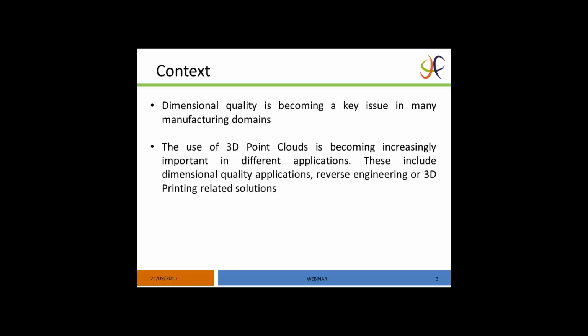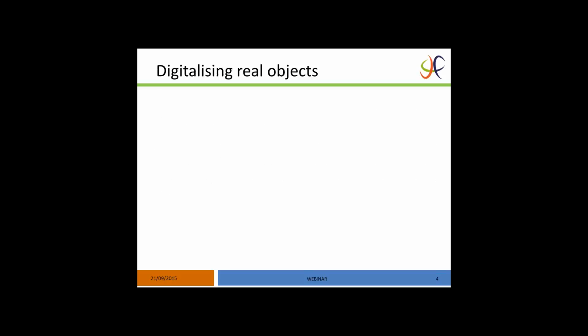And the use of our specific enabler allows us to use 3D point clouds, which are a kind of file to control this dimensional quality. And this file is becoming increasingly important in different applications. Basically, as I said, quality applications, reverse engineering, but also 3D printing related solutions. So all these different domains are working with a file called 3D point clouds. That is one of the key issues of our specific enabler.